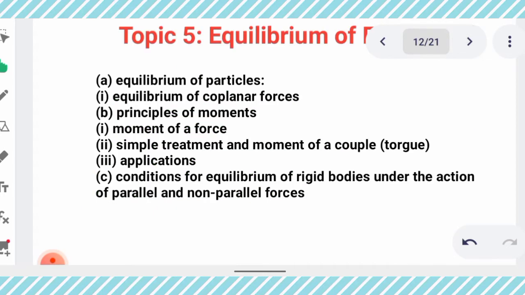Then when you move further, the fifth one here is equilibrium. When talking about equilibrium, it's a state whereby there's no observable change between two objects in action. Then we have equilibrium of particles, coplanar forces, principles of moments. Moments, the formula for moments is force times perpendicular distance. Then moment of a force, which is the same as this one. Then we talk of simple treatment and moment of a couple, which is torque. Then we talk of applications, conditions for equilibrium of rigid bodies under the action of parallel and non-parallel forces. We just have to study this one.